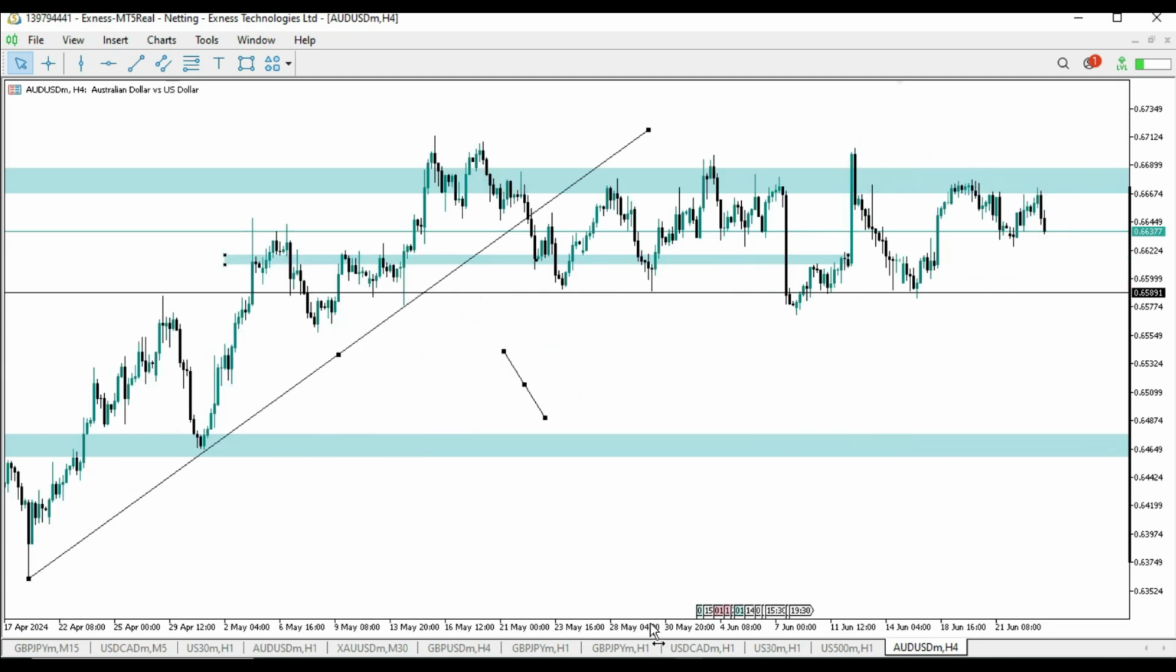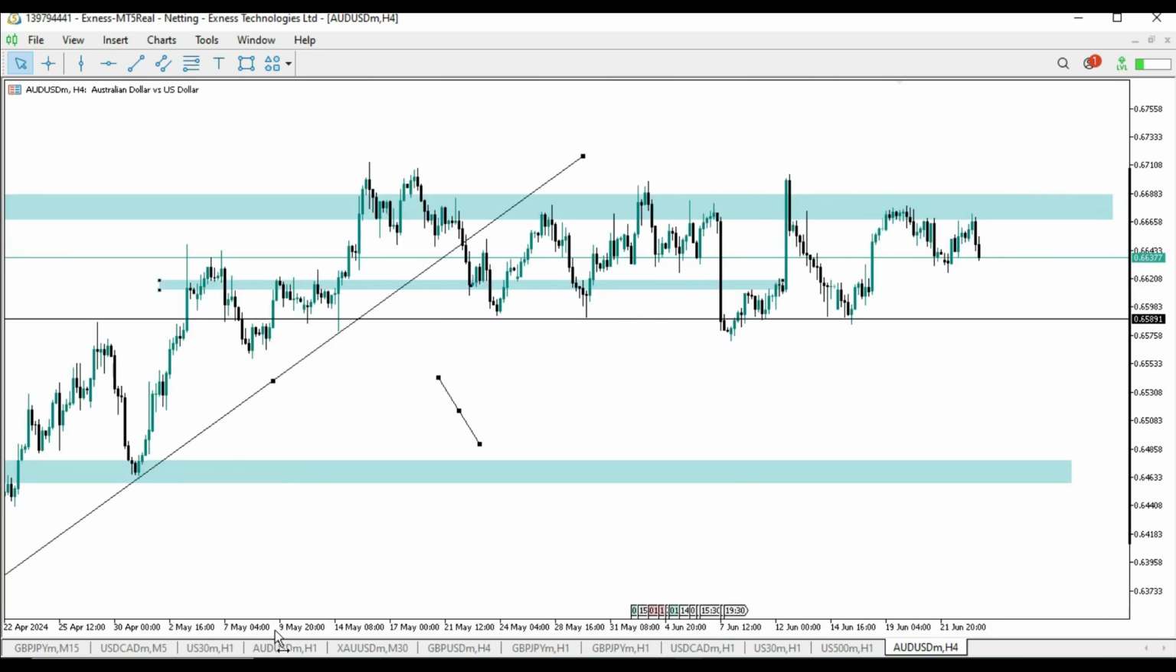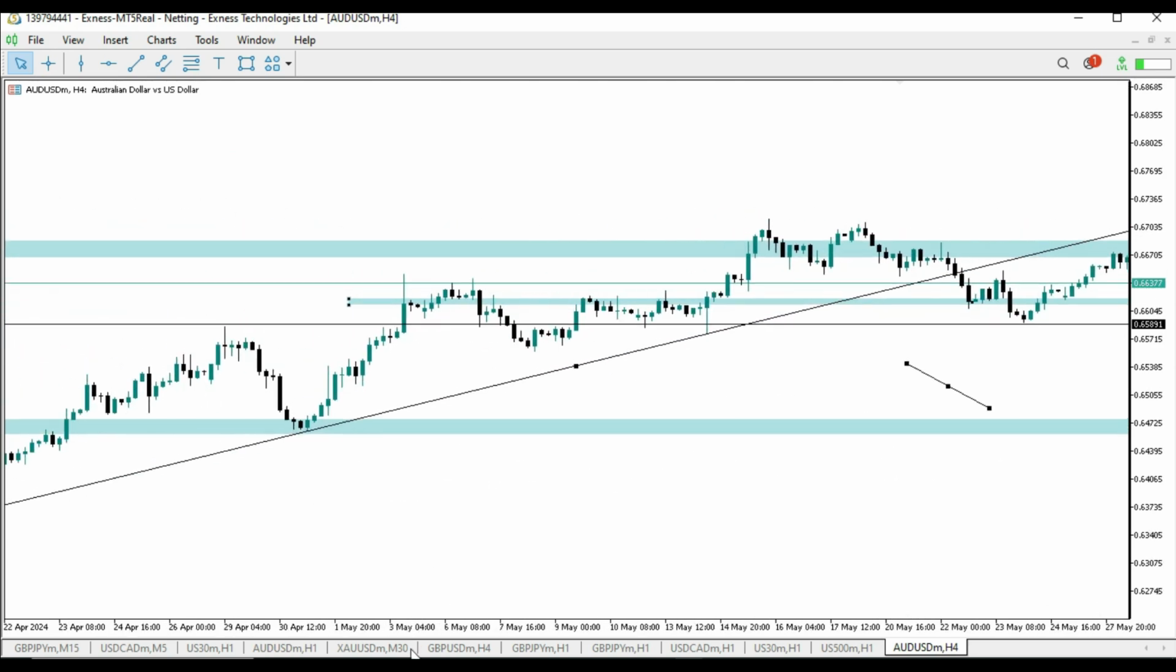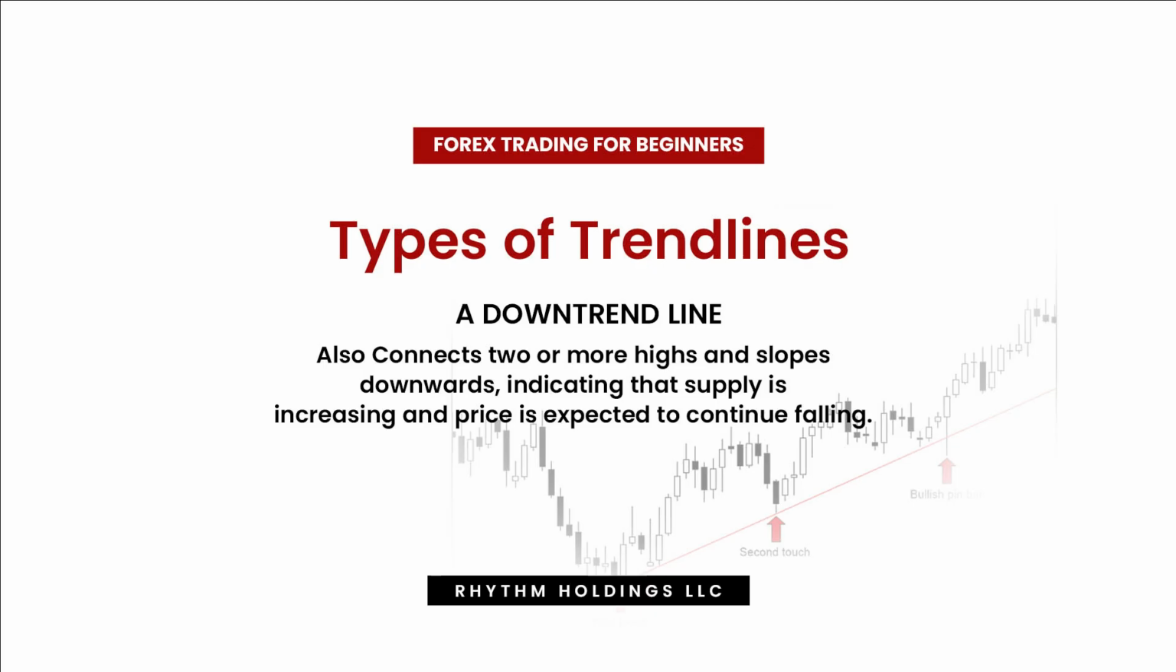Let me zoom out a little bit so that you can clearly see what I'm trying to show you. Okay. Now you can clearly see that this trend line is sloping upwards like this. And it is also indicating to us that price is continuing going higher.